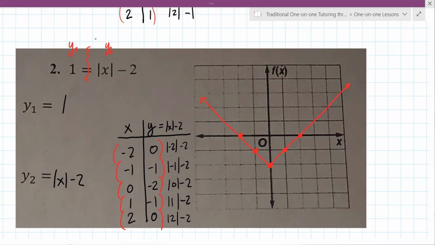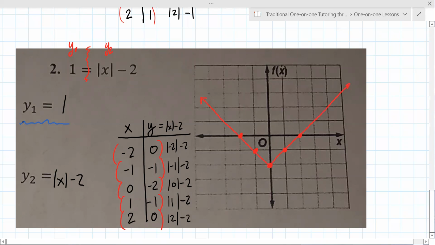Gotcha. Okay, now we're going to graph the other one here in blue. What kind of line is this? What's the word that we use to describe this line? Horizontal line. Horizontal, and it's through 1. It's through the value of 1, the Y value of 1. Y is always 1 along this line. That's another way to read it.